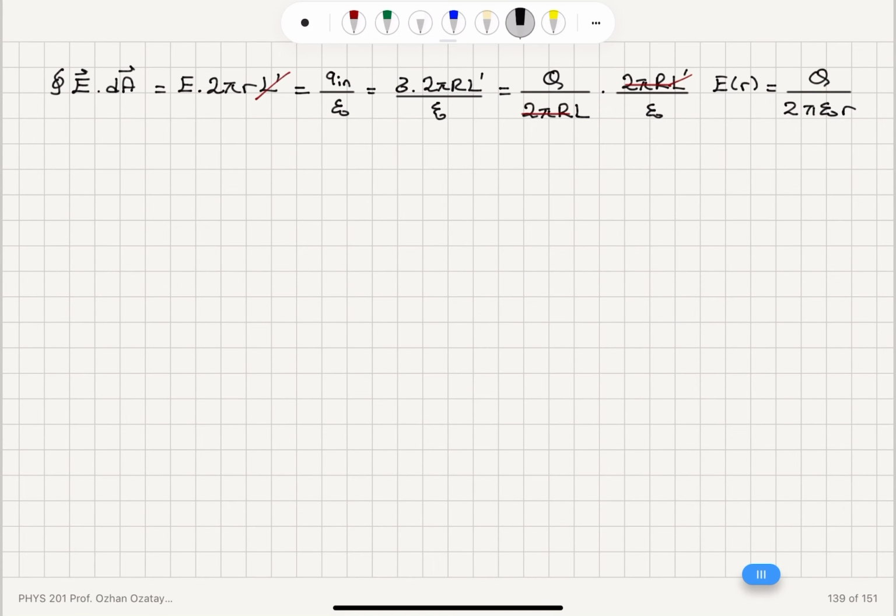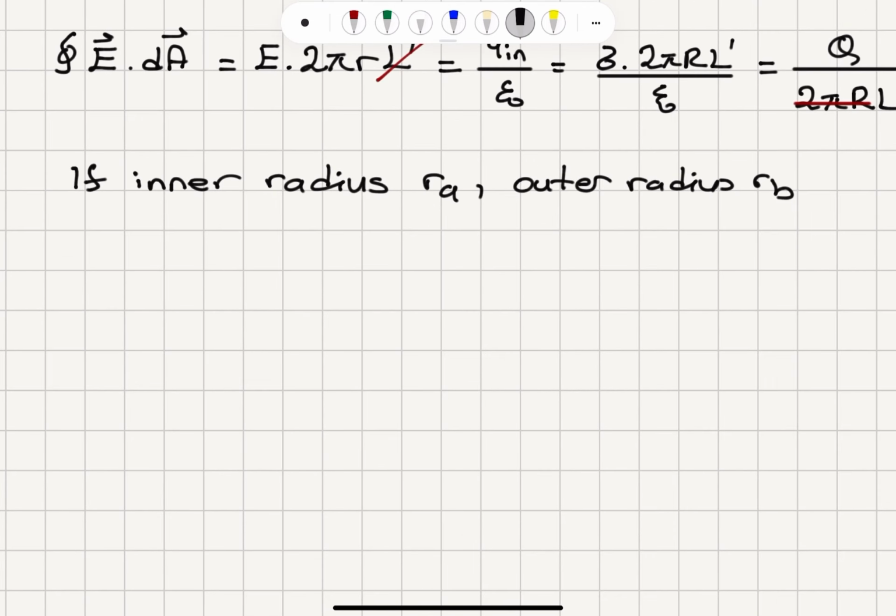Now let's go from this to a cylindrical shell. Now if I have inner radius r sub a and outer radius r sub b, the potential difference V_B minus V_A is minus the integral from r_A to r_B of the electric field dot product with displacement.